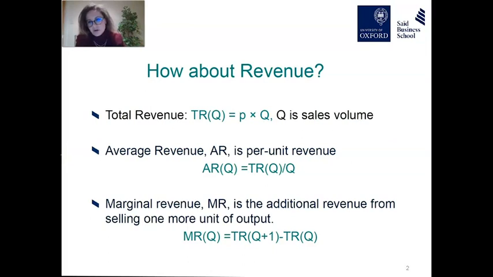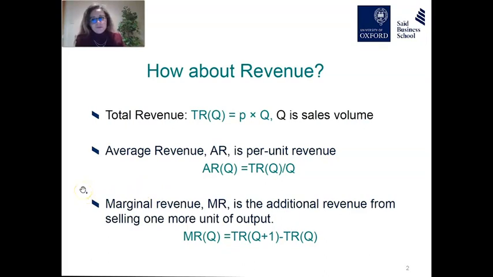What about average revenue? Well, just like average cost, that basically means per unit revenue. So it's the total revenue of producing Q units, say 50 units, divided by 50. So that value, that object, is average revenue. It is the revenue you obtain per unit that you sell.